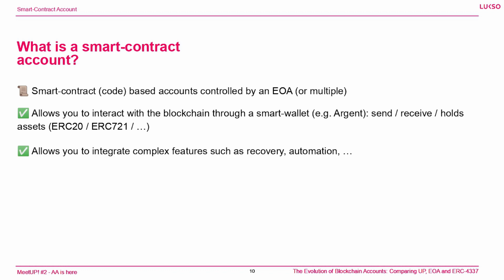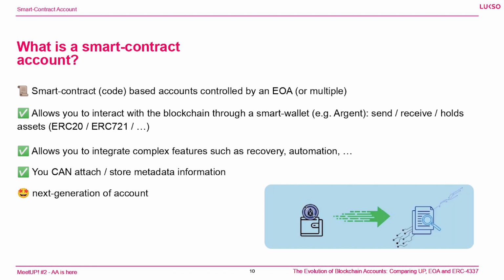And it allows you to do even more than just interacting with the blockchain. You can allow for more complex features such as recovery, automation, and all that stuff that we were talking about previously. You can attach and store metadata information. Your smart account is a smart contract, so you have a storage associated with it, so you can store a lot of information on top of that. I think that smart contract accounts, or smart accounts, represent the evolution of the blockchain account. They represent the next stage of an account for an individual or a company on the blockchain.